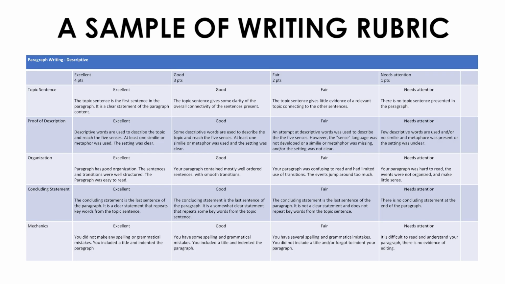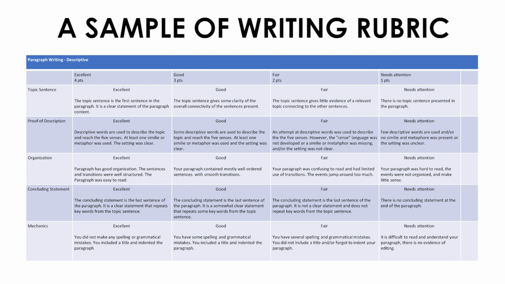This is a sample of a writing rubric, as you can see. For example, paragraph writing, descriptive. So this is the genre. And these are the components of the things that will be assessed in our students' writing: topic sentence, proof of description, organization, concluding statement, and mechanics. And we have the range of points that the student will get, and also the descriptive points that the students will get for each component.